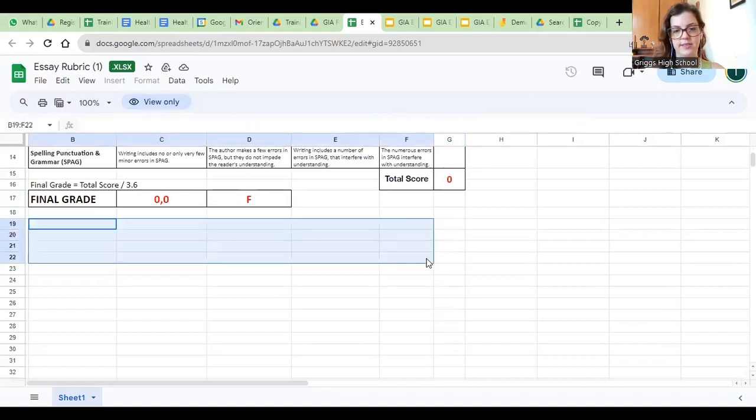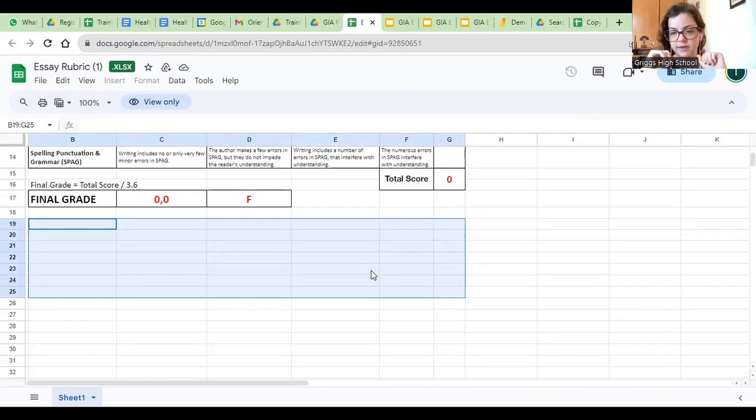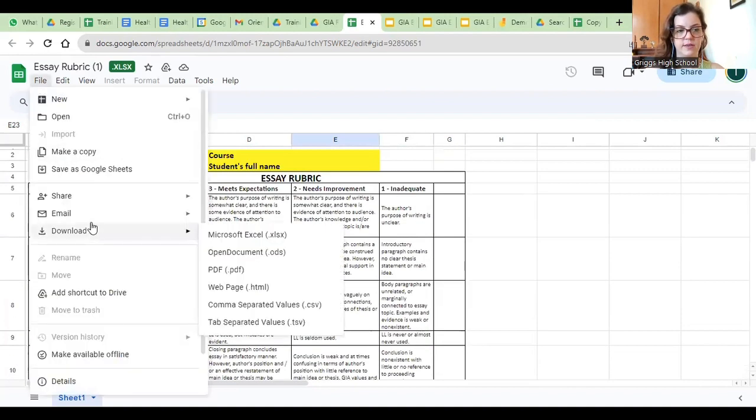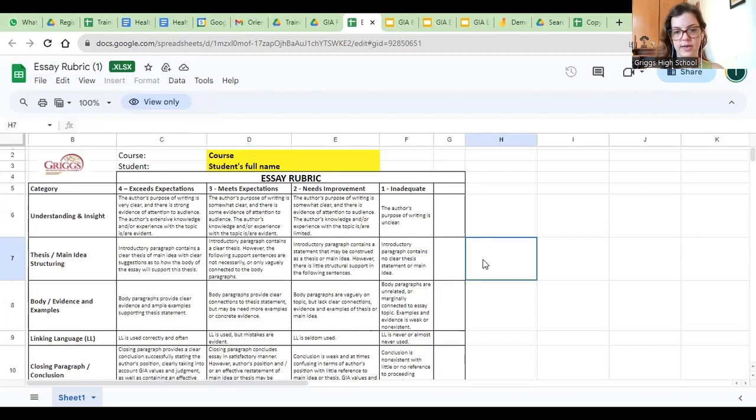Usually I get these cells here, I merge them, and I write a short feedback for the students. And then I save it, I download it as PDF. And I send it together with the essay for the students. Or you can print and paste it below the student's essay.